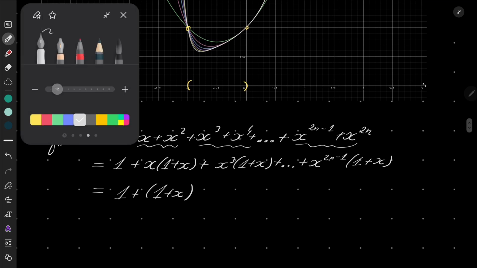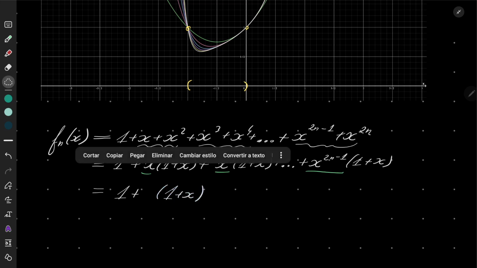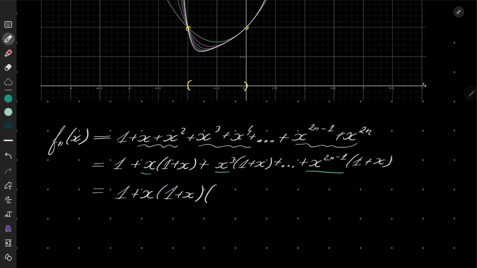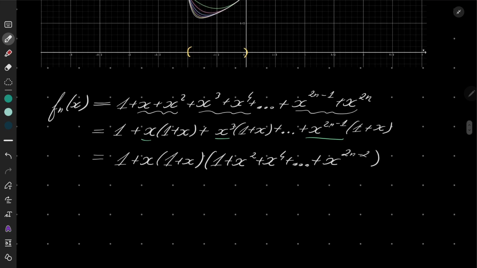And moreover, look closely. Here we have x, x cubed, x to the fifth, and so on. From every summand, I can factor out x as well. And I am left with 1 plus x squared plus x to the fourth power, and so on, plus x to the power 2n minus 2. Okay, very well. And then now we see the following.